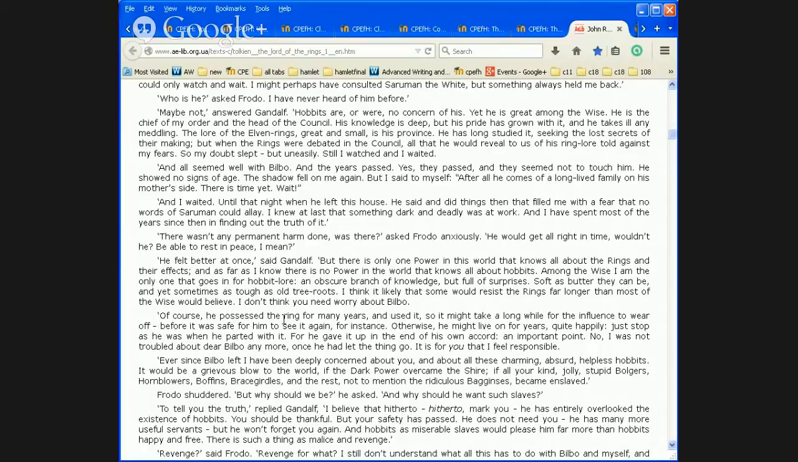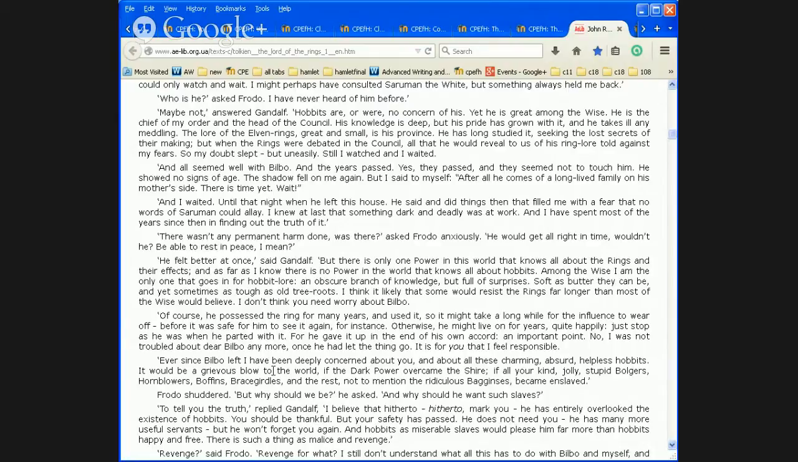Of course, he possessed the ring for many years and used it, so it might take a long while for the influence to wear off, before it was safe for him to see it again, for instance. Otherwise, he might live on for years quite happily, just stop as he was when he parted with it. But he gave it up in the end of his own accord, an important point. No, I was not troubled about Bilbo anymore once he had let the thing go. It is for you that I feel responsible.